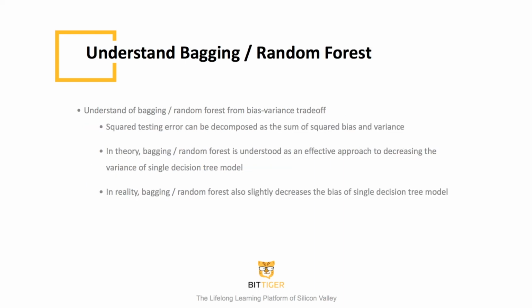Bagging or random forest can be understood from the bias-variance trade-off point of view. We know that squared testing error can be decomposed as the sum of squared bias and variance of a model. In theory, bagging or random forest is understood as an effective approach to decreasing the variance of a single decision tree model. But in practice, people observe that bagging or random forest also slightly decreases the bias of a single decision tree model.